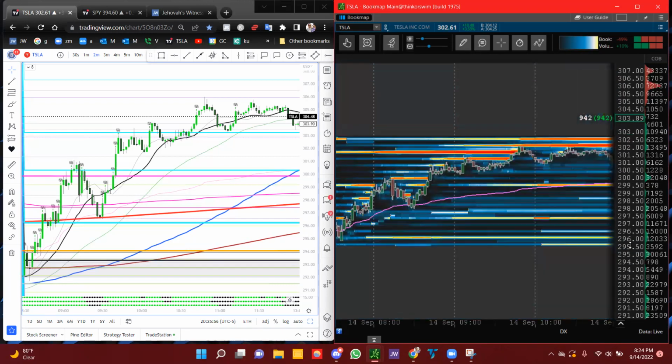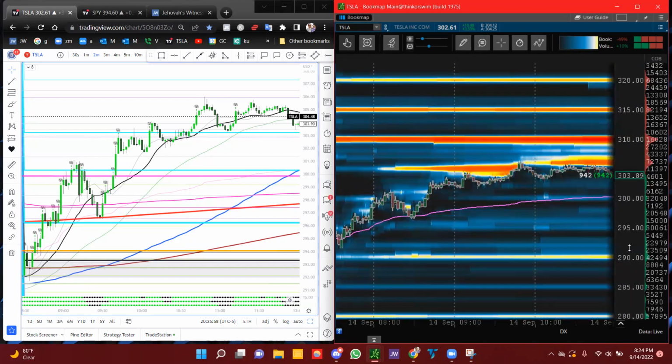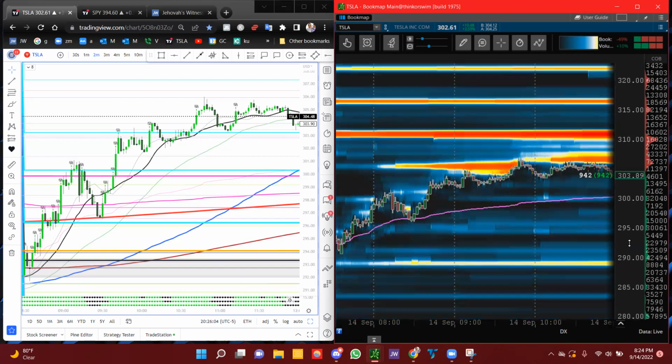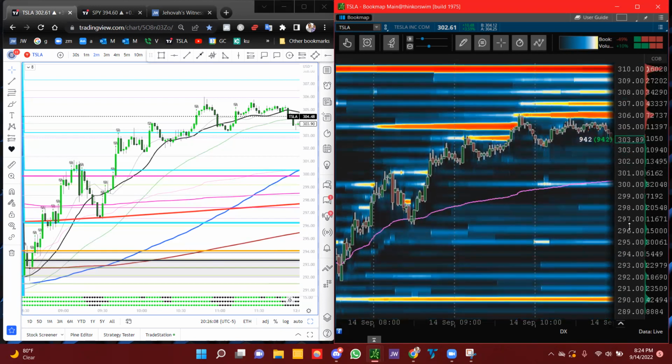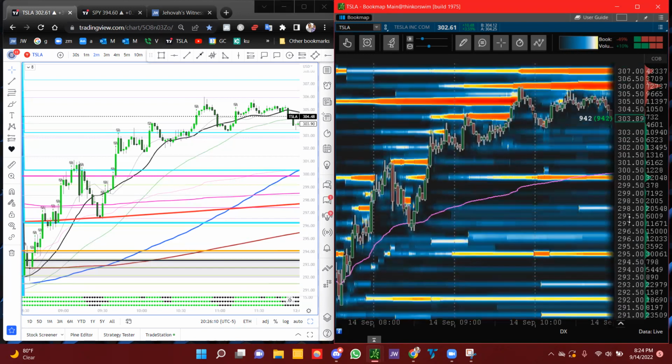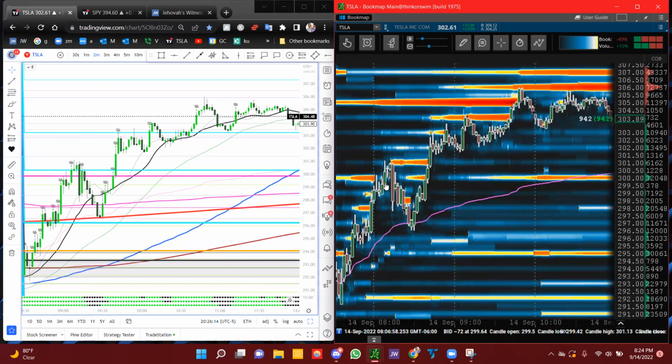Now, as you can see on the $5 increments, the 305 area, 305, 306 was your monster level for the day. Now, it's kind of a unique day. 300 being a $100 increment, usually you're going to see significant liquidity sitting at that 300 level. But for some reason today, they really didn't have monster liquidity set on it.